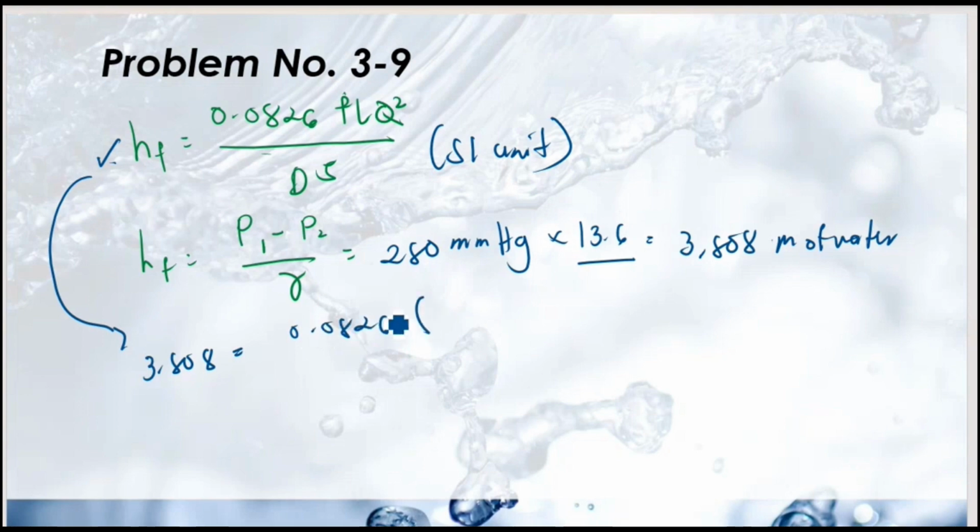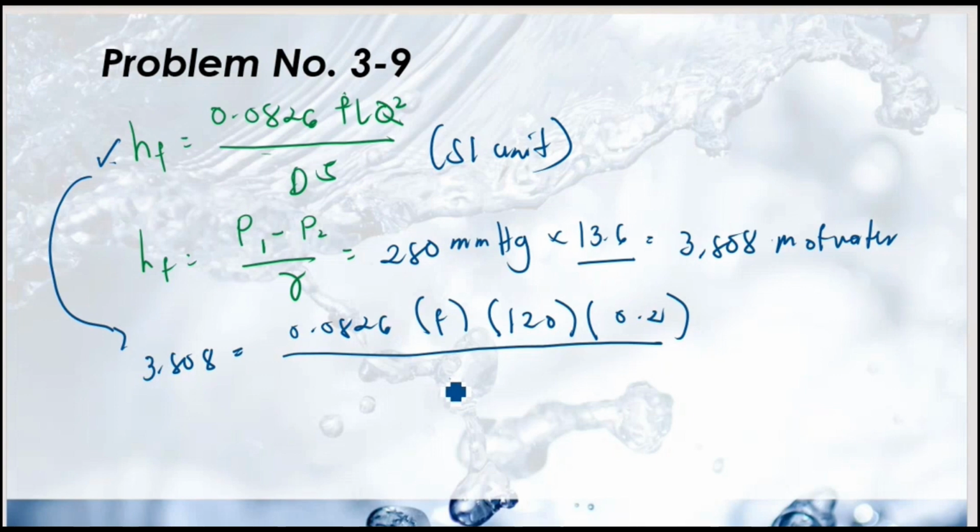0.0826 multiplied by the friction factor. So, yun yung hinahanap sa atin, that is the unknown, multiplied by the length, 120 meter, multiplied by the discharge, given the discharge is 200 liters per second, or if we're going to convert it in cubic meter per second, we're going to divide it by 1,000, that is 0.2 cubic meter per second, still in SI, over D raised to 5, or the diameter is 0.3 raised to 5. Therefore, friction factor, simplifying this equation, is equal to 0.0233. Or if you're going to notice, the friction factor is 2.33%. Okay, so that's the answer for this problem.